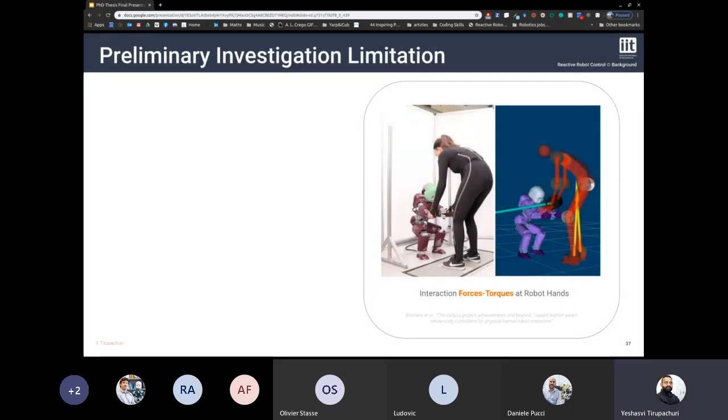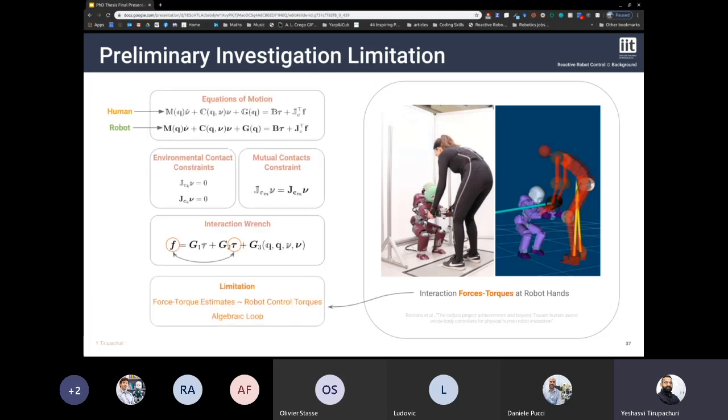These kinds of preliminary investigations were carried out in a previous work, where the interaction wrench at the hands of the robot was considered towards helpful interaction exploitation. One of the limitations in these works is that the interaction wrench at the hands is not available directly through sensor measurements by embedding force torque sensors at the hands of the iCub robot. It is actually an estimation from a function of the robot torques, so this forms an algebraic loop that was not convenient. Furthermore, in a coupled dynamic modeling for a physical human-robot collaboration scenario, this is not ideal because the robot control torques are related to the interaction wrenches which we are estimating.